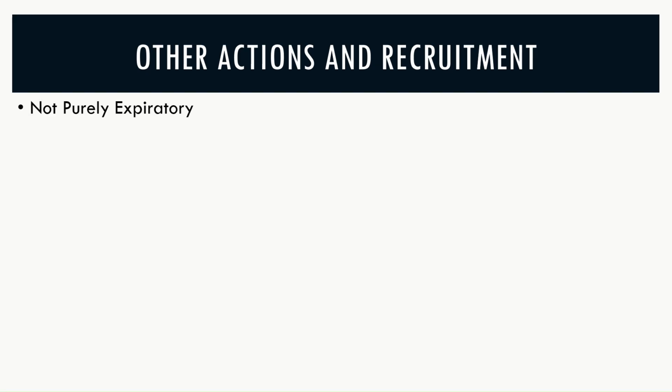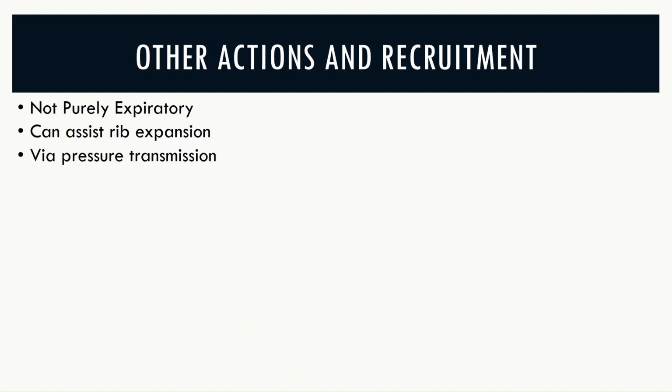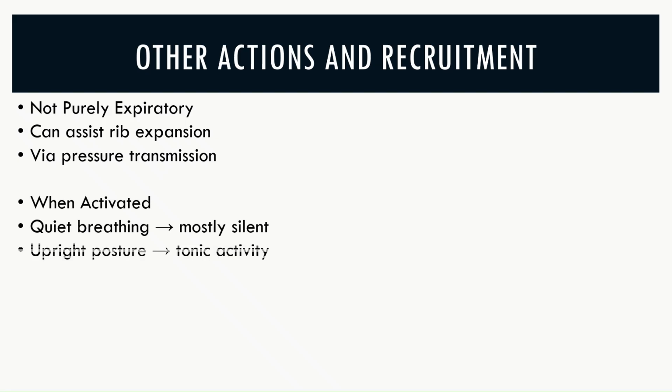Although primarily expiratory, abdominal muscle contraction can sometimes assist ribcage expansion through increased abdominal pressure, demonstrating complex interaction. Abdominal muscles are usually silent during quiet breathing but show tonic activity in the upright position. They are actively recruited during exercise, hyperventilation, and forced expiration.